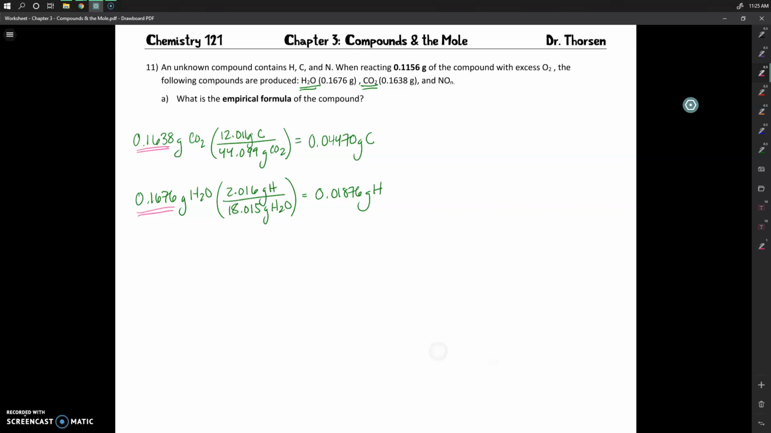Now, I could solve for the actual mass percent of hydrogen in water and the mass percent of carbon in CO2, get those percentages, and then treat this like, okay, I'm taking the percent of a mass.